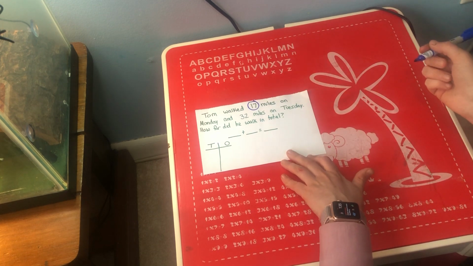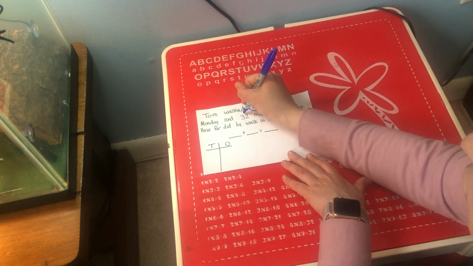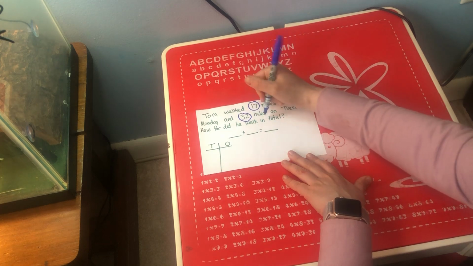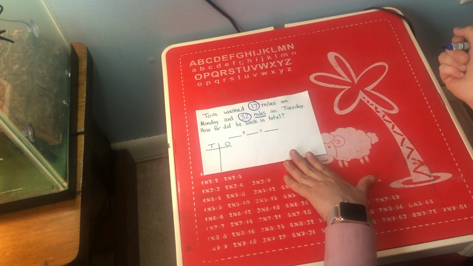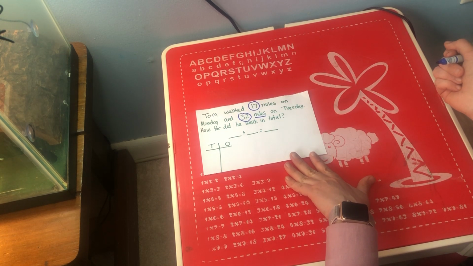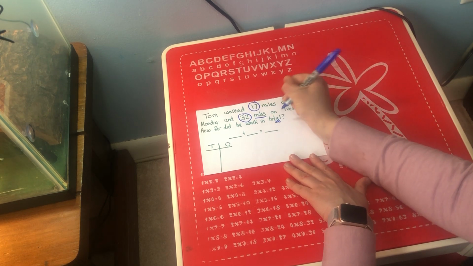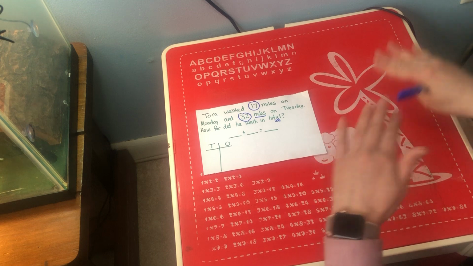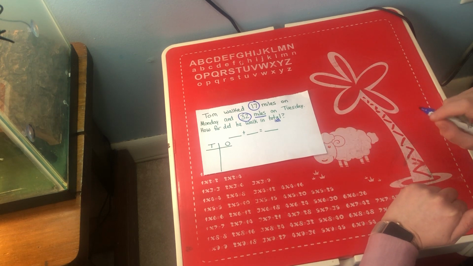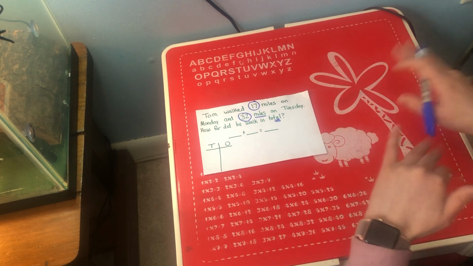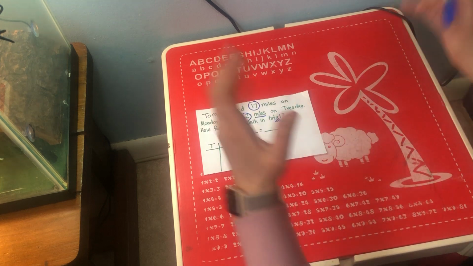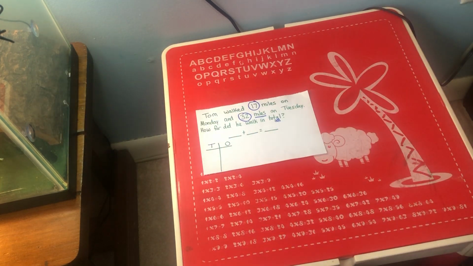17 miles on Monday and 32 miles on Tuesday. How far did he walk in total or in all? So you're picturing somebody walking 17 miles on Monday, and you're picturing that same person walking 32 miles on Tuesday, and you want to know how many miles they walked all together.